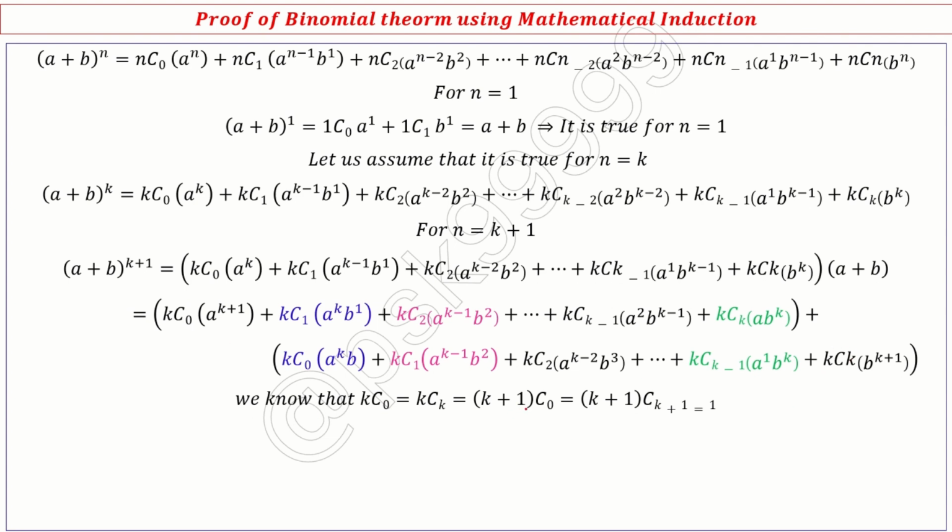I can write them as (k+1)C0 and (k+1)C(k+1), because all are 1 basically, all are value 1. So I can replace them as (k+1)C0, (k+1)C(k+1). Okay, that is one thing.